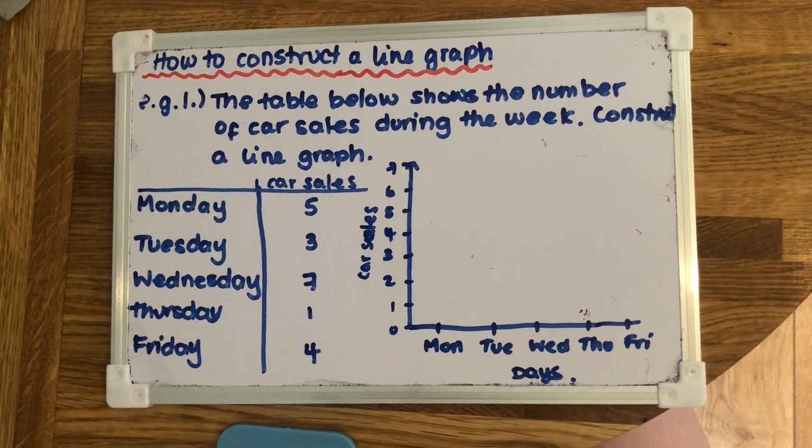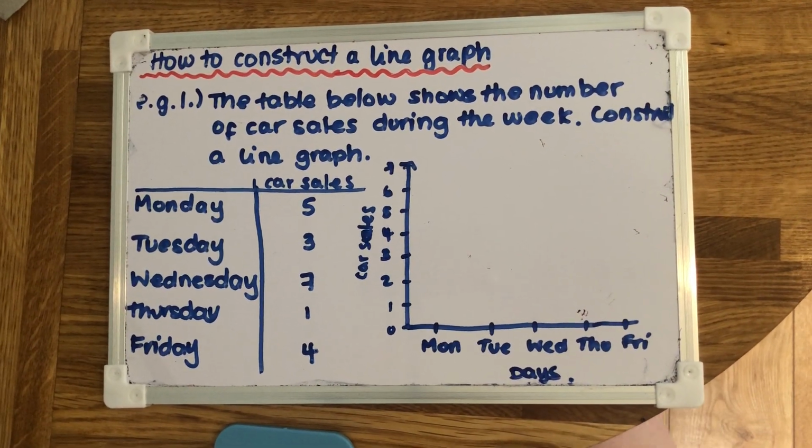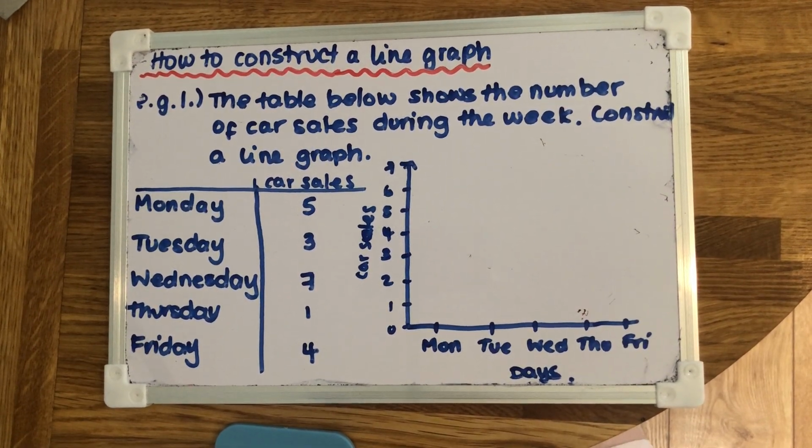Okay, so in this video we're going to be talking about how to construct a line graph. We're going to start off with a basic one first, and then we're going to do a dual one, which means that we're going to be showing two bits of data on a graph.